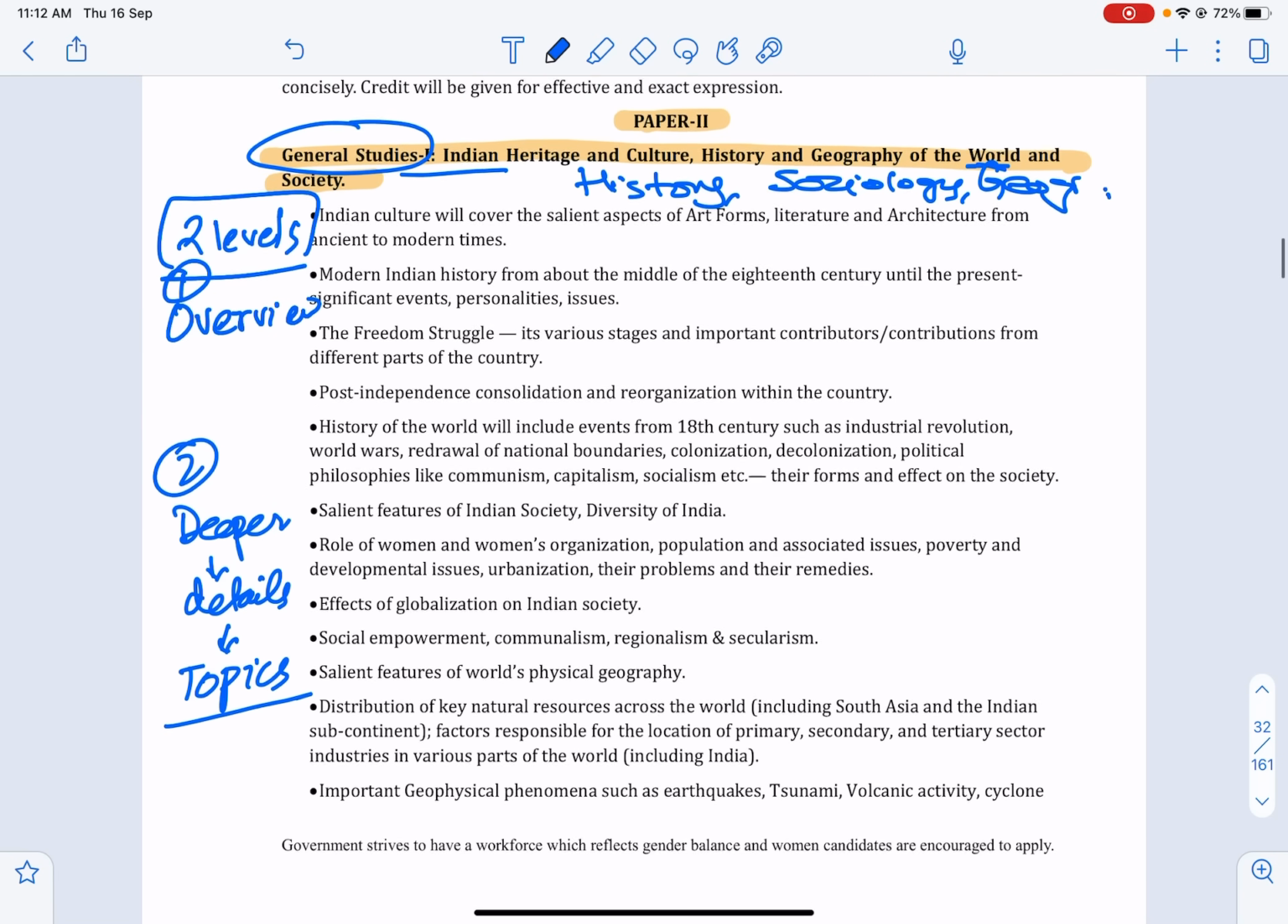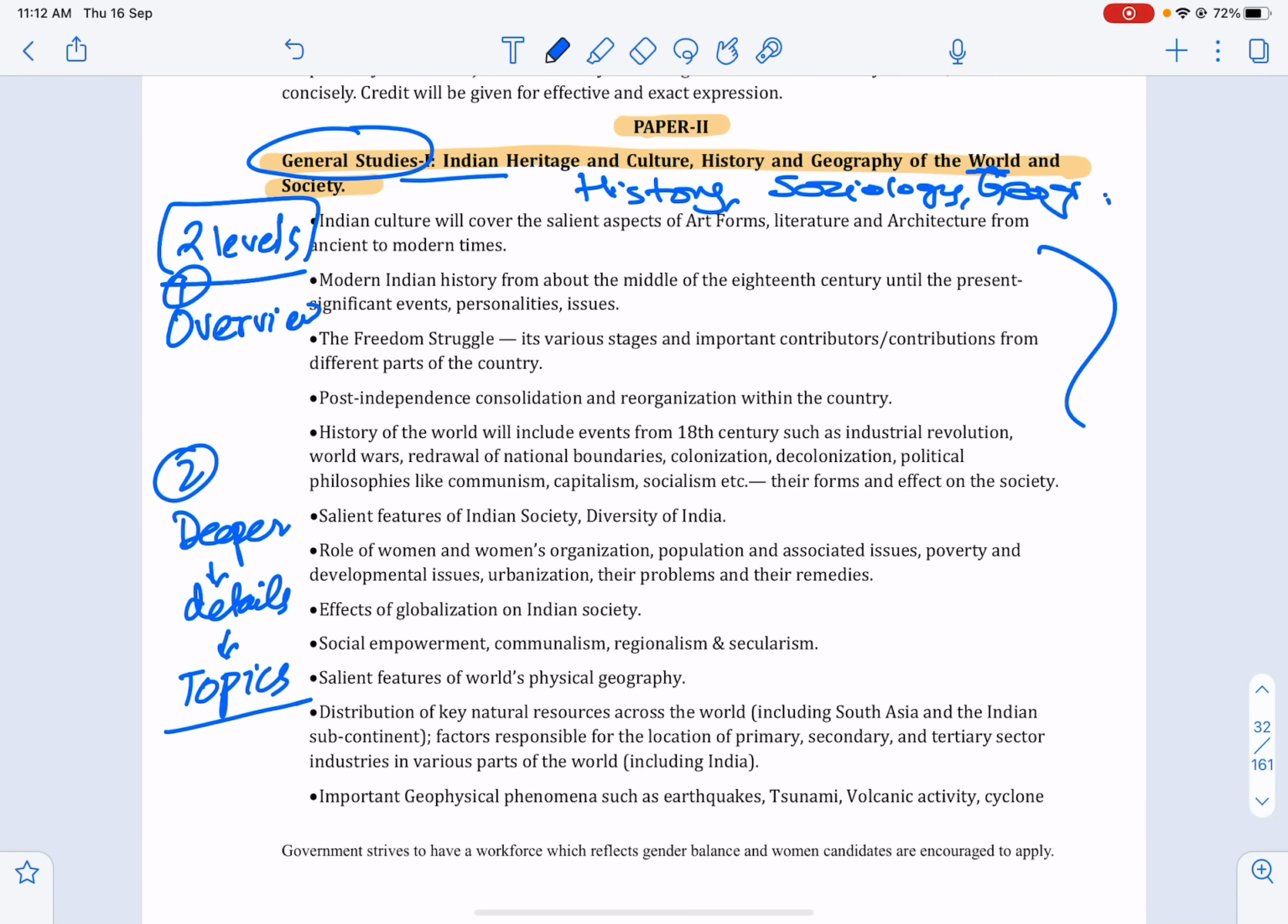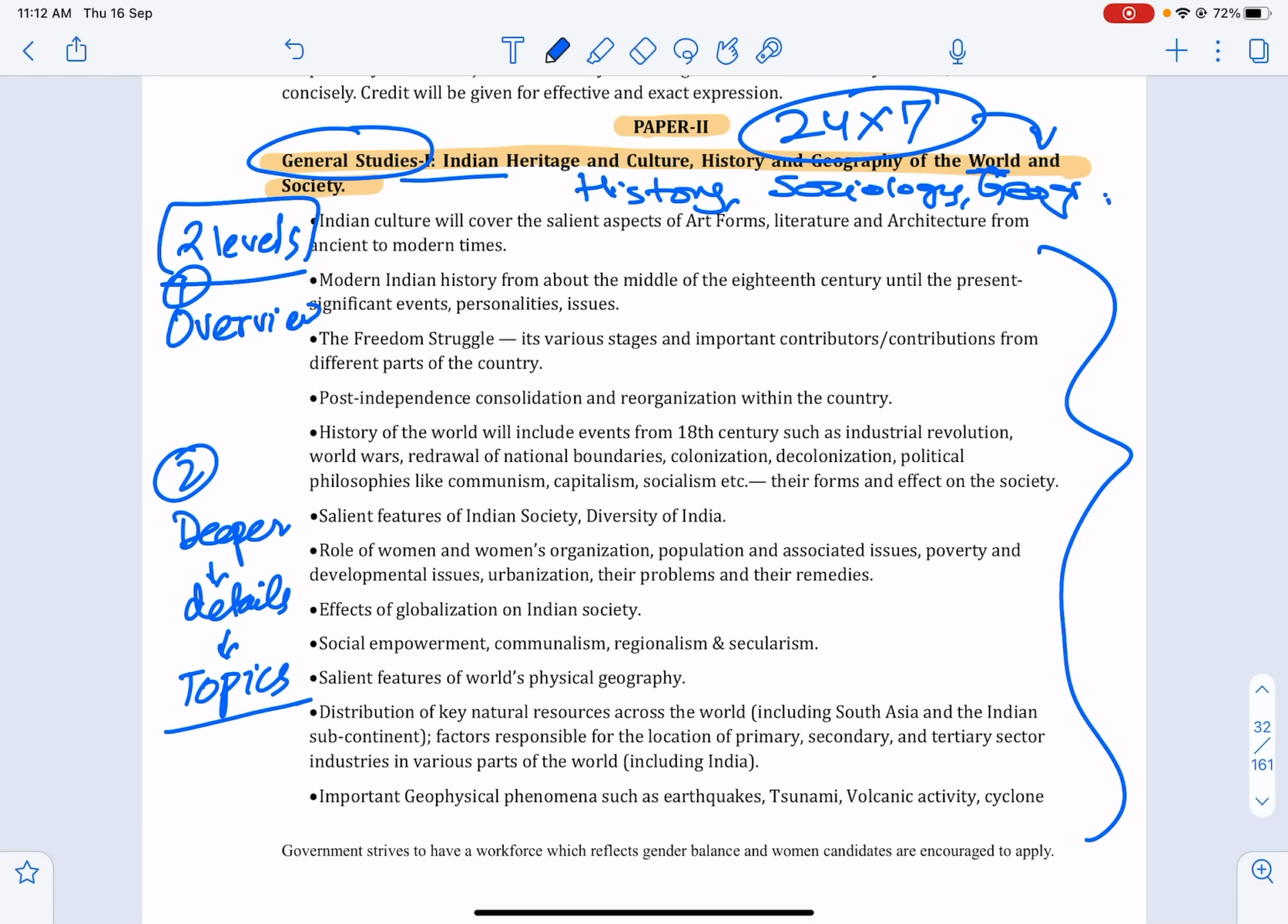Then second thing you need to do is print out all this syllabus. This entire syllabus, print it out and always keep it on your desk where you are studying. This should be 24/7 with you, and you should be referring back every time you're studying any topic. Refer back to these topics to see where they fit. That will give a nice structure to your preparation.